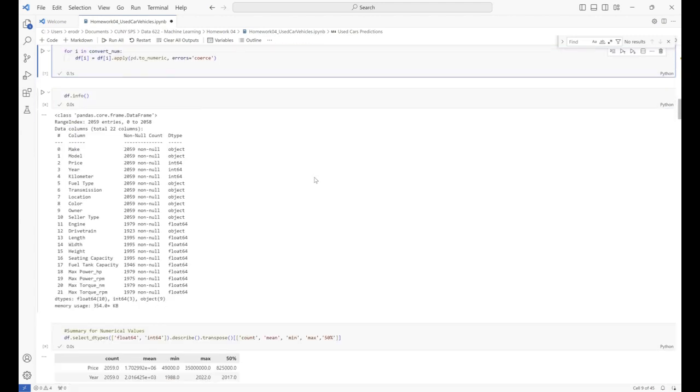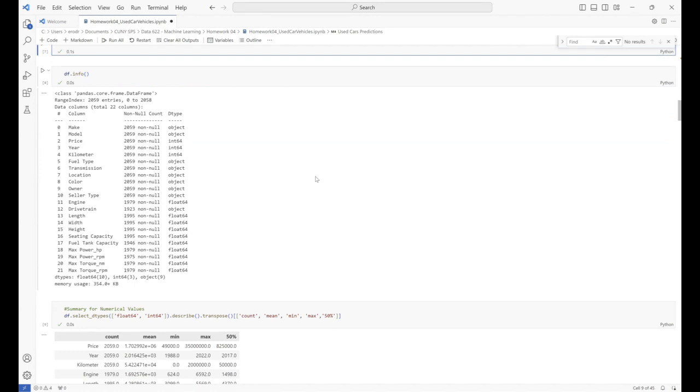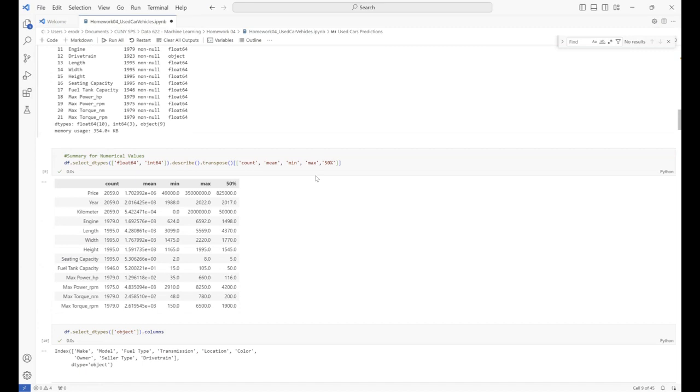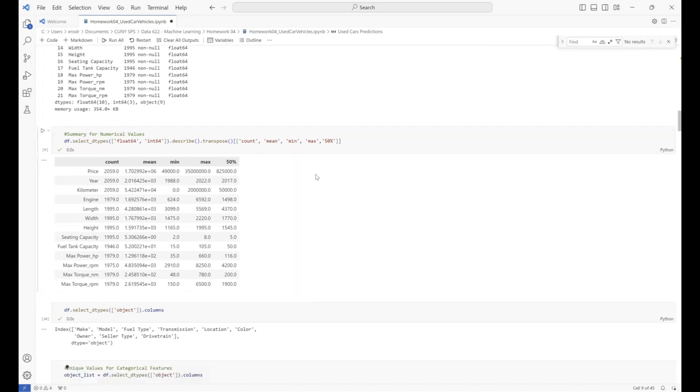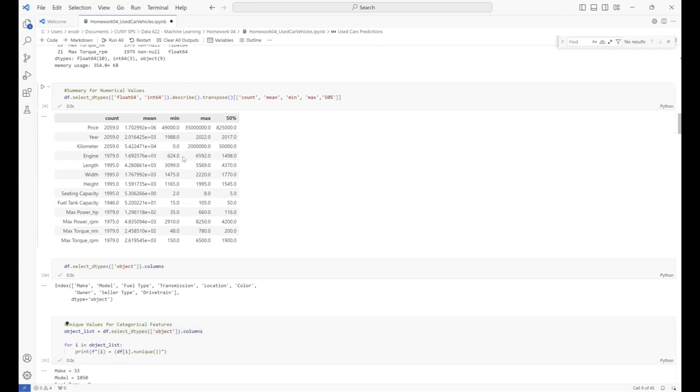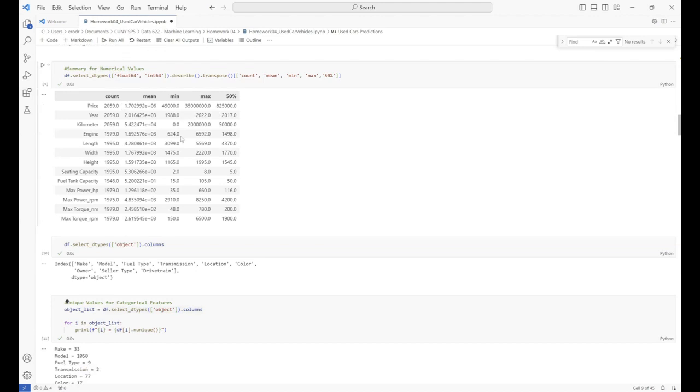All right, so next we're just looking at our data, seeing what we could do here. I'm taking a look at all of our numerical values to see the range of information that we have. We have the max, the mins, the means, the median shown here, and our counts.